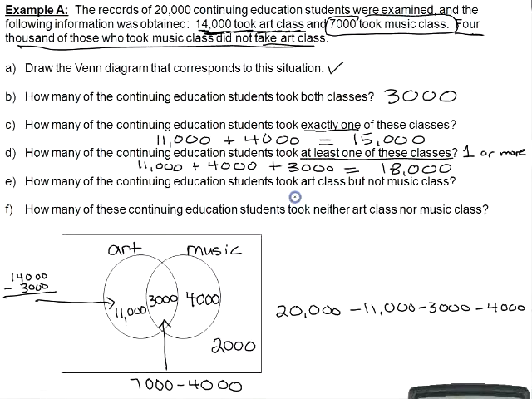Question E, how many of these continuing education students took art but not music? Art but not music. That would be this region right here. That's 11,000 students. And then question F, how many of these continuing education students took neither art nor music? They didn't take either of these classes. That would be these 2,000 students here.